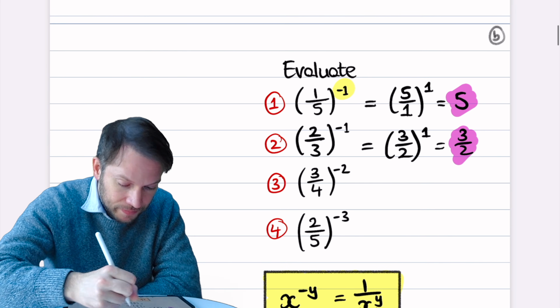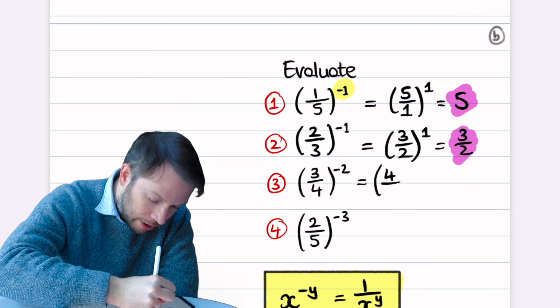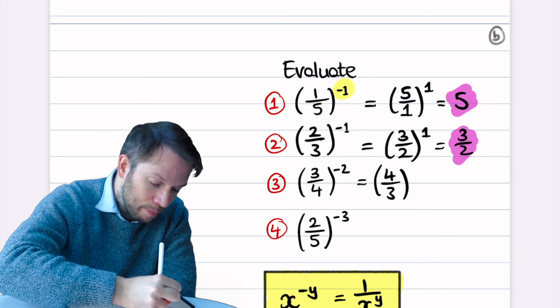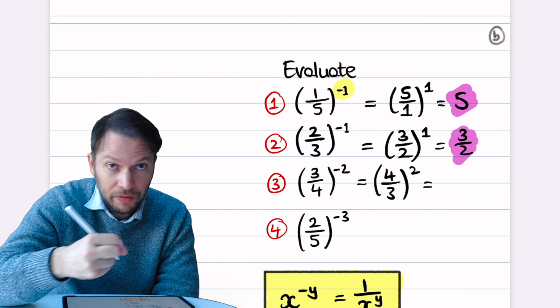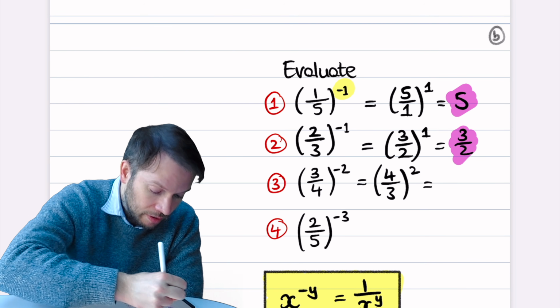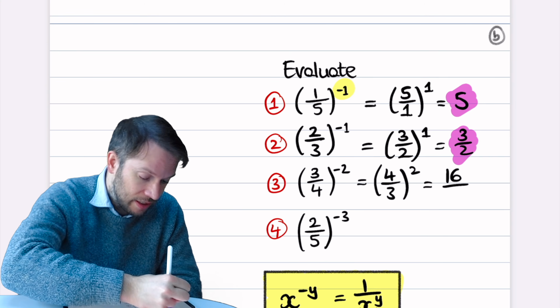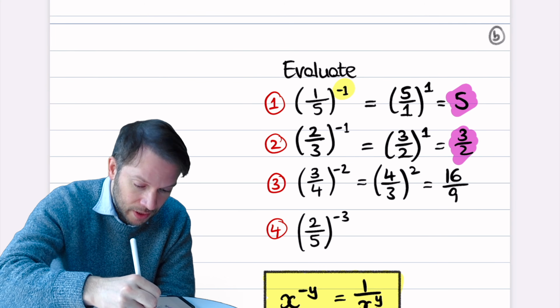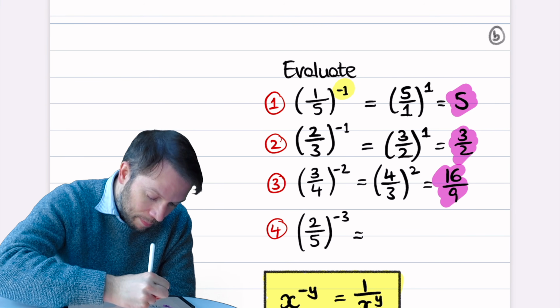The next one. Now, we flip the fraction inside, we have 4 over 3, but now to the power of positive 2. And then I can just apply that power of 2 to both the 4 and the 3 in the fraction. So 4 squared is 16, and 3 squared is 9. So that's the answer.